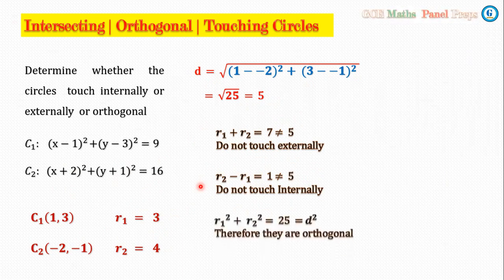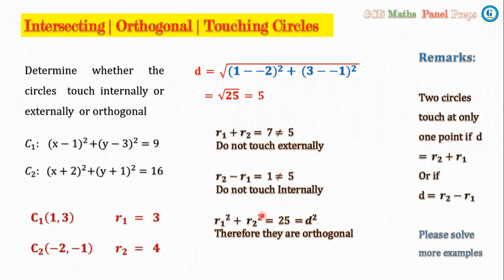Let us test for orthogonality. The center-to-center distance is 5, so 5 squared is equal to 25. R1 squared plus R2 squared is also equal to 25. So these circles are orthogonal. They meet at right angles.